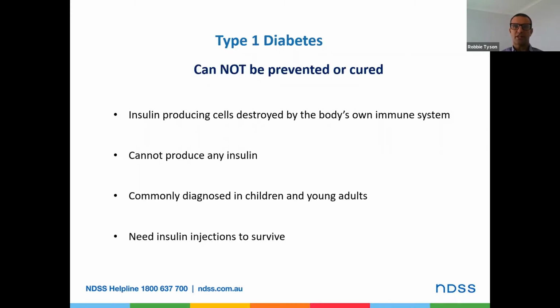Type 1 diabetes, on the other hand, cannot be prevented or cured. So in this case, it's an autoimmune issue that's happening where the insulin-producing cells of the body are destroyed by the body's own immune system. So there isn't any insulin produced at all. It's commonly diagnosed in younger children and also in young adults. So in order to survive, that insulin that isn't being produced by the pancreas needs to be replaced. So insulin injections 4 times a day, or a pump would need to be initiated.